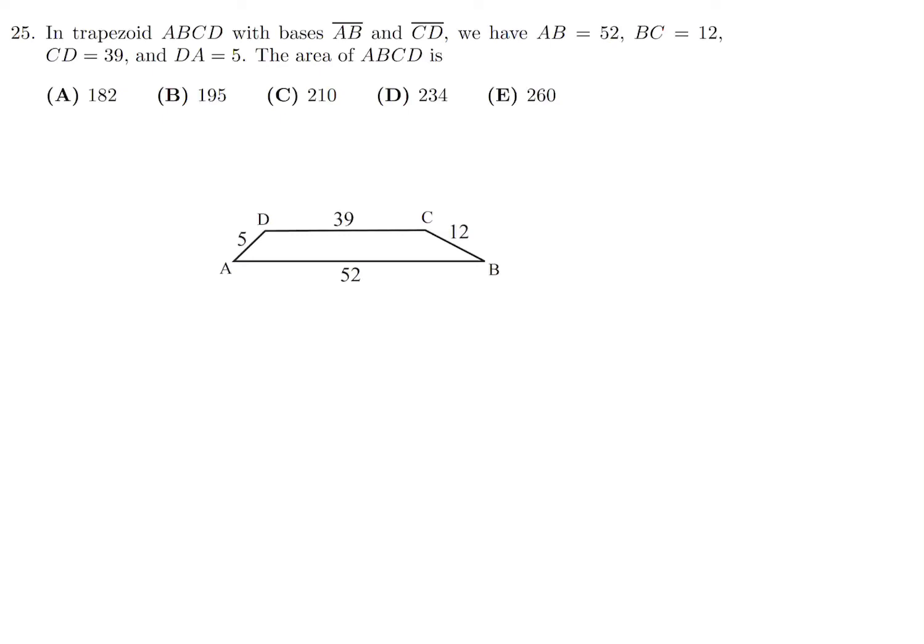In trapezoid ABCD, the bases AB and CD are labeled. We have AB is equal to 52 and BC is 12. CD is 39 and DA is 5. The area of ABCD is. Okay. So do you remember how to figure out the area of a trapezoid?